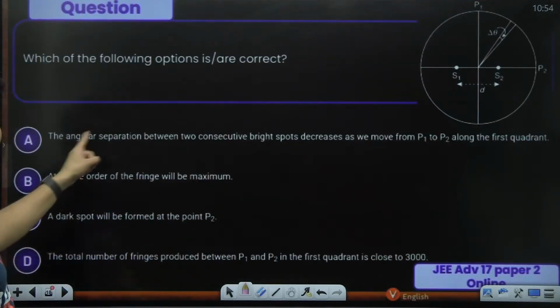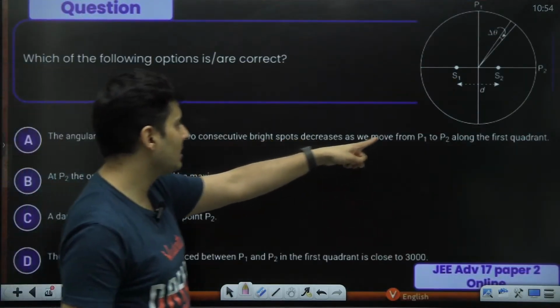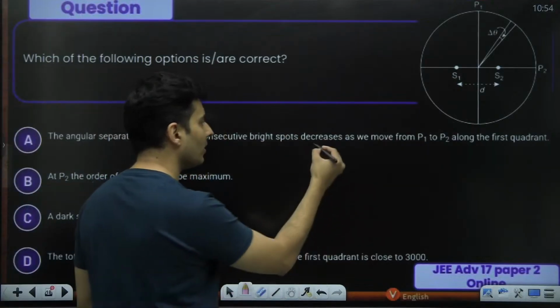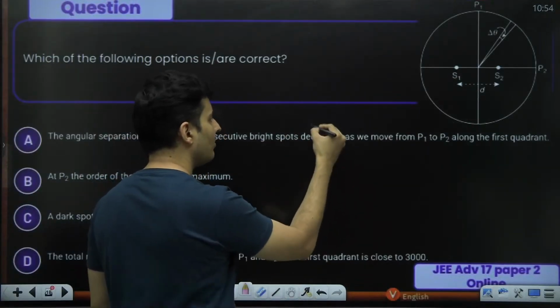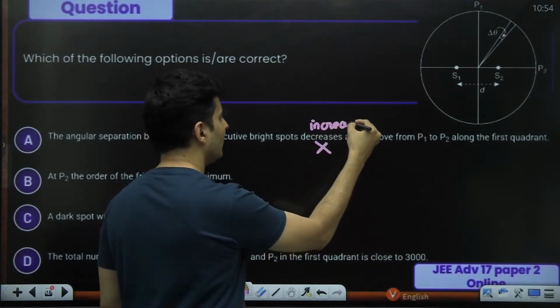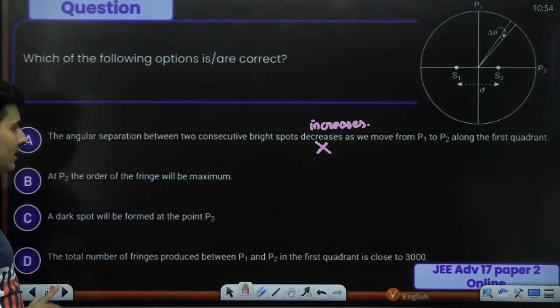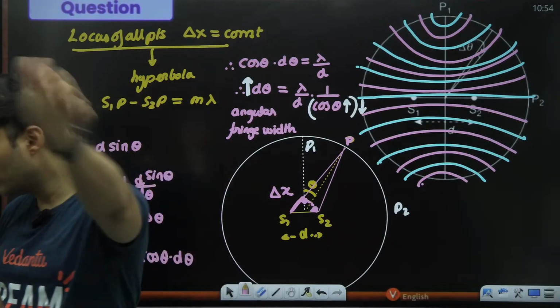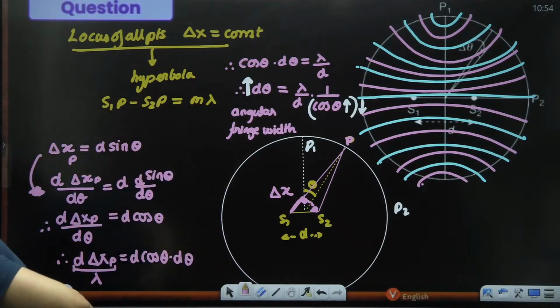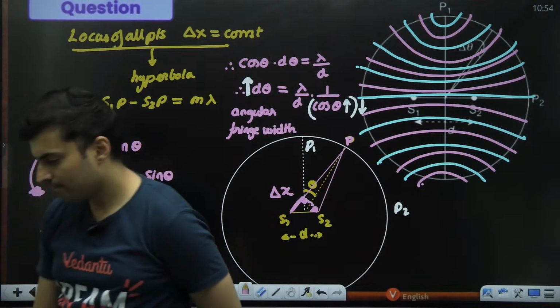So let's see, what does it say? The angular fringe width decreases as we go. Oh, that is definitely wrong. So this is wrong. It should have been increases. It should definitely have been increases. So option A is wrong. Everyone, till this point, absolutely clear? Give me a thumbs up. Yep. Everybody with me? Beautiful concept till this point.